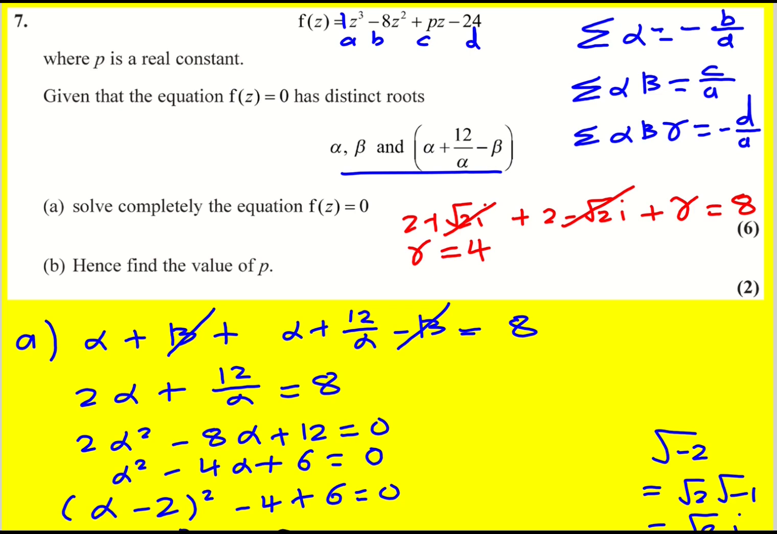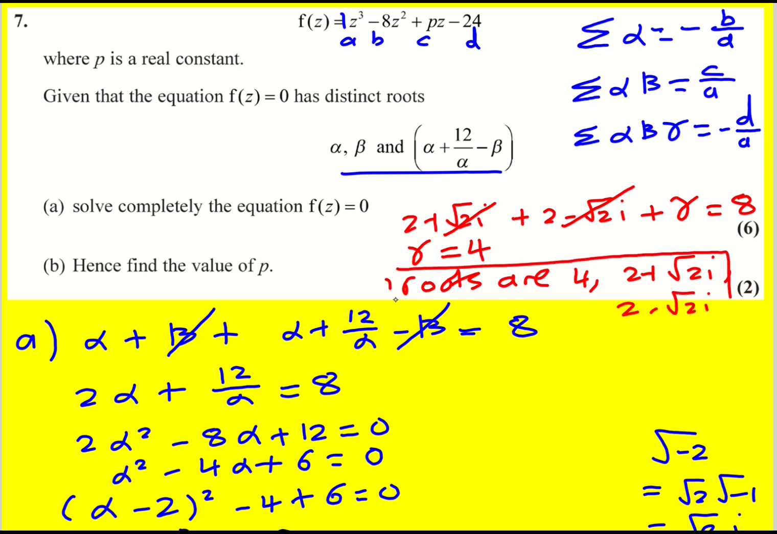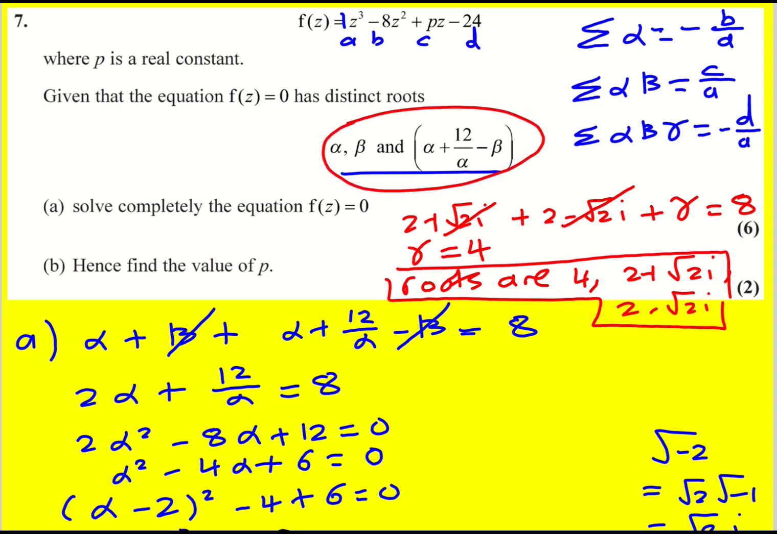And therefore we've got our roots. The roots are 4, 2 plus root 2 i, 2 minus root 2 i. Brilliant. When I did this question originally, I did start messing about with these, and it's just a bad idea. It's not needed at all. It's this simple: once you've got two of the roots, just put it back in and get the third.